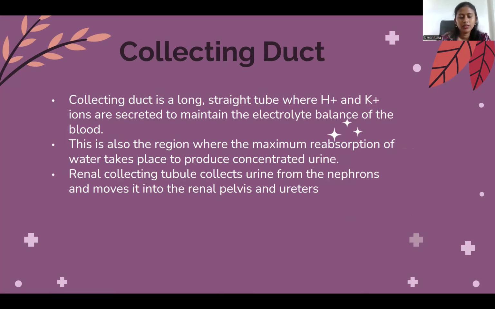So the collecting duct, it's a long straight tube. It's the most distal part, and it is where H plus and potassium ions are secreted, and it helps to maintain the electrolyte balance of the body. So this is the region where the maximum reabsorption of water takes place to produce concentrated urine. And the renal collecting tubule collects urine from the nephrons and moves it to the renal pelvis and ureters. So at the end, at the collecting duct, the final product, urine, is produced.